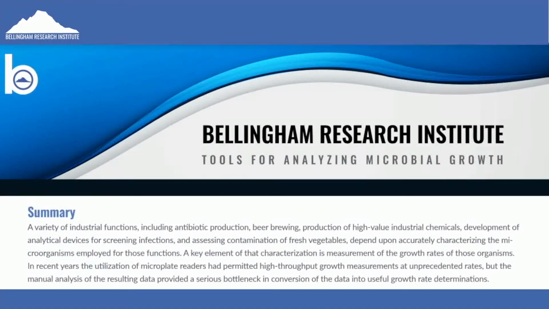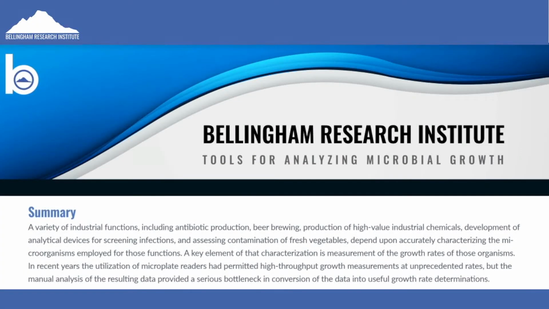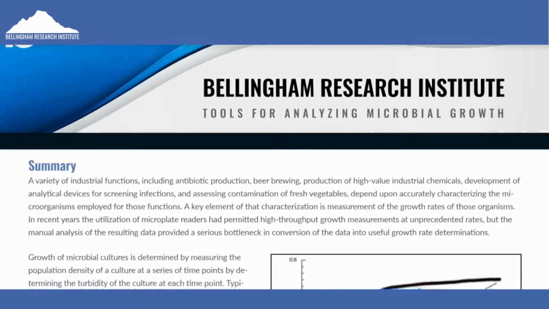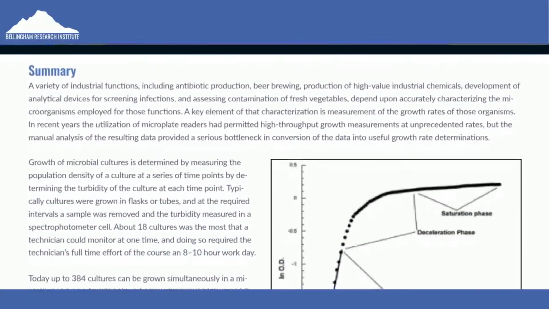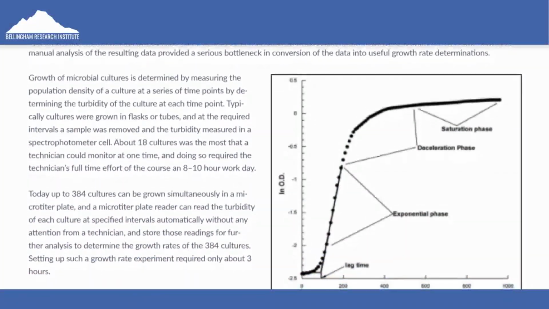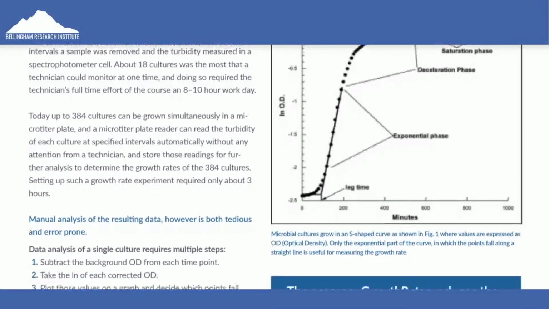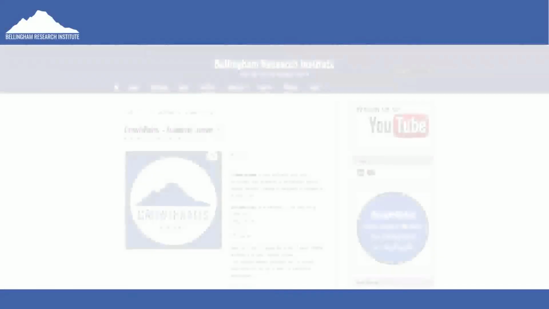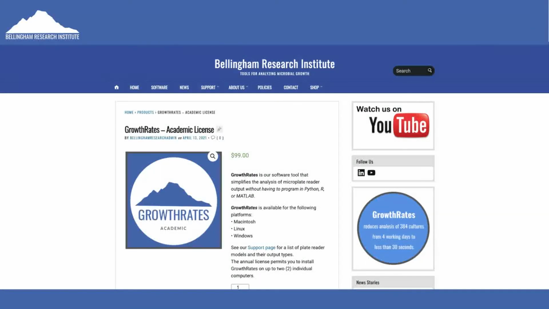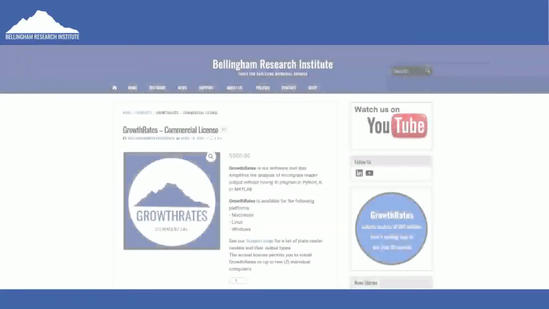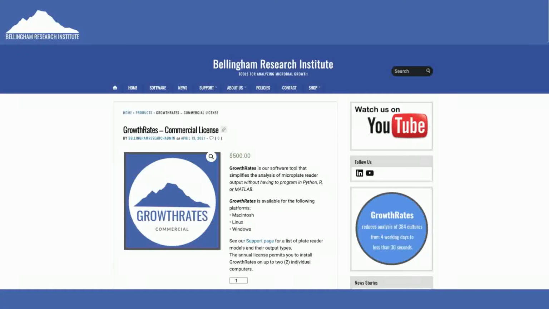There's a better, faster, more economical way by using the GrowthRates program. GrowthRates accomplishes all 8 steps for all the wells, even on a 384 well plate, in 30 seconds. The cost of using GrowthRates is $99 for an annual academic license and $500 for an annual commercial license.